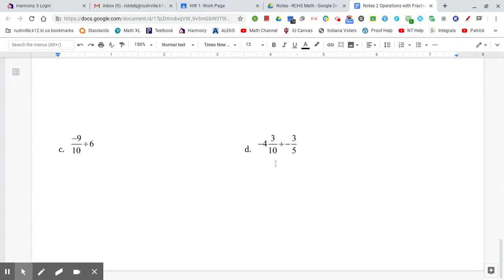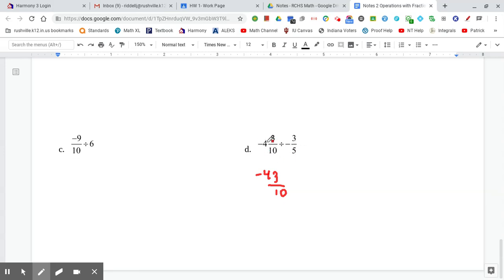For this last example, we have a mixed number divided by a fraction, so we need to turn this mixed number into an improper fraction. So we're going to ignore the negative sign right now. We're going to take 4 times 10 to give us 40, plus 3 more will give us 43. So 43 out of 10, make that a negative. Now we're dividing that by negative 3/5.